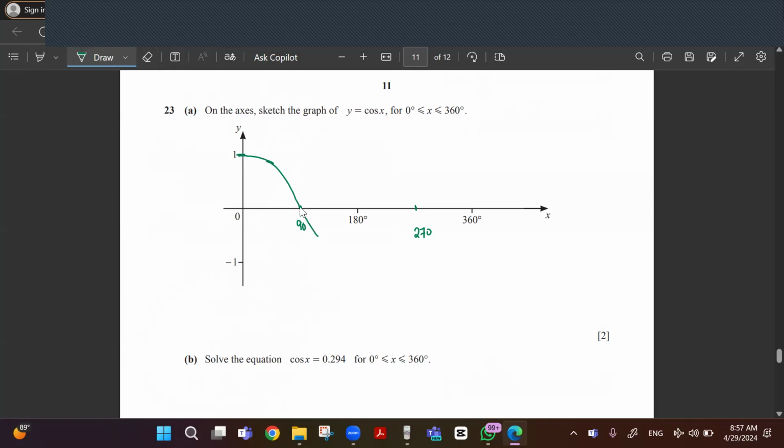Then it goes down again till what? It reaches -1 and turns at 180. Then it goes up again and passes through 270. And here also, it goes till 360 like this. Then enough for that. You got it? But if I forget, I can calculate it on the calculator. Okay?